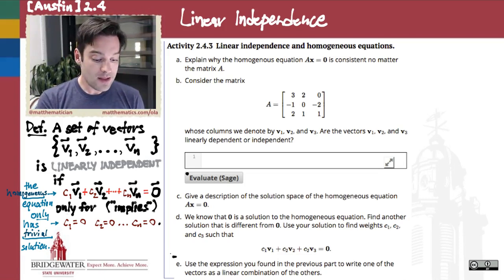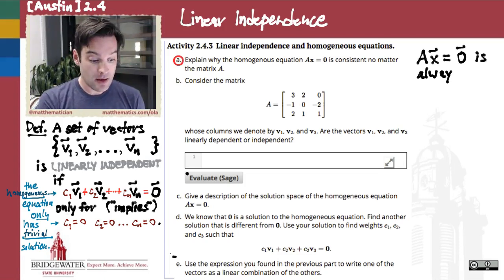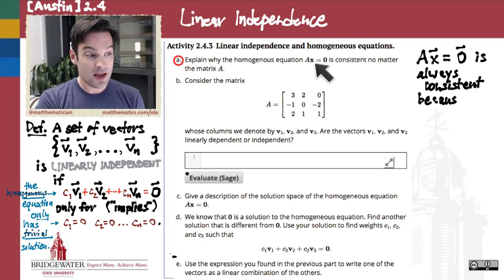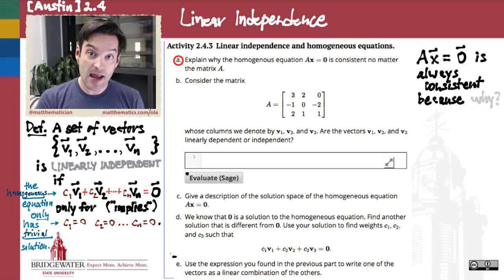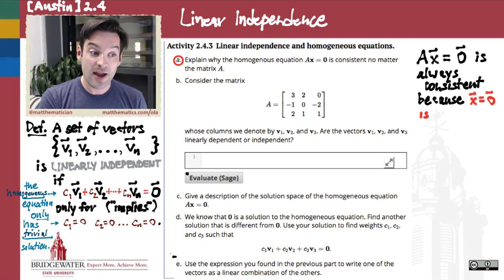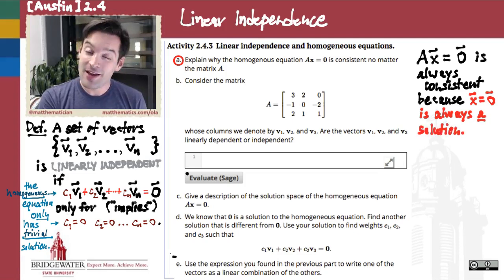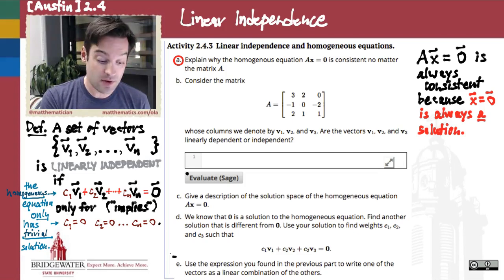First of all, let's think about homogeneous equations again. And the question is, if I have the homogeneous equation Ax = 0, where A is a matrix, x is a vector, and 0 is the 0 vector here, why is it that that equation is always consistent even if we don't know anything about the matrix A? Well, the reason that this equation is always consistent is that there's a vector I can always put in for x that will make this equation true. Namely, I can always put the 0 vector in for x. That is always a solution of this equation.